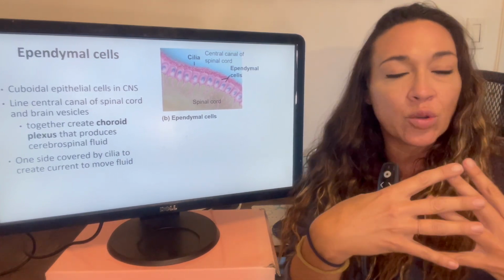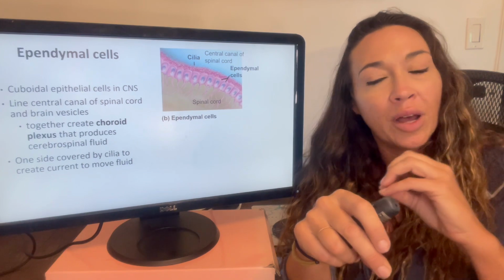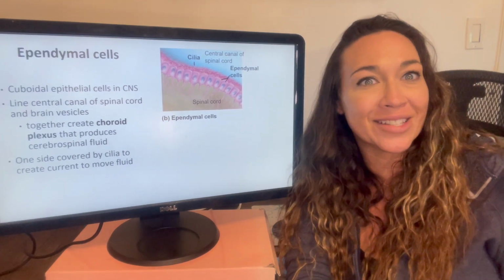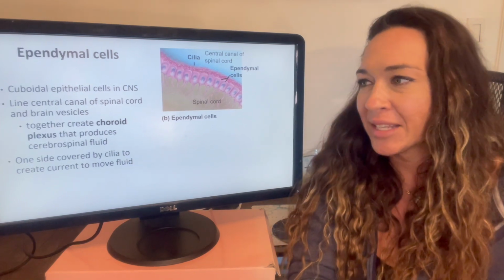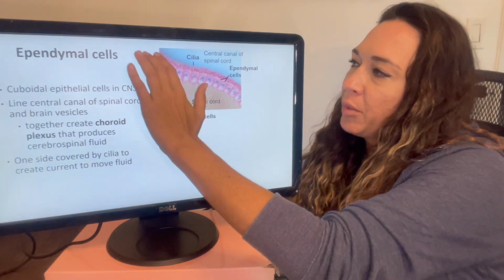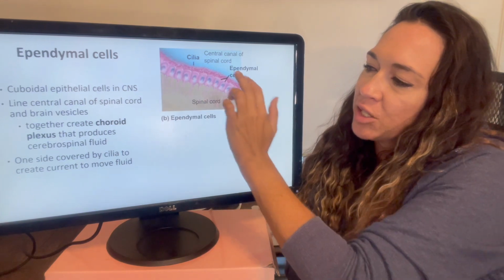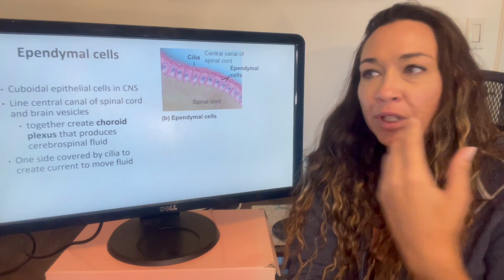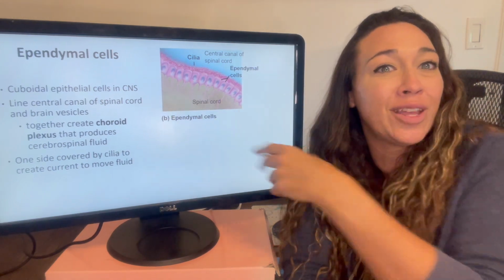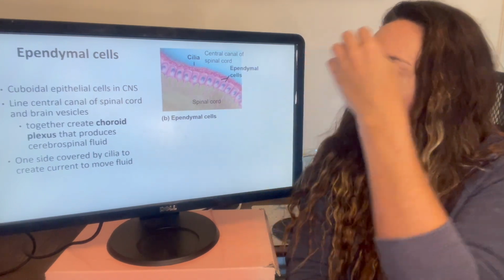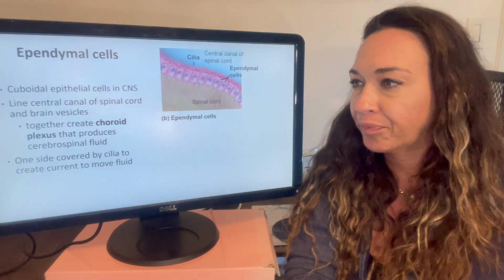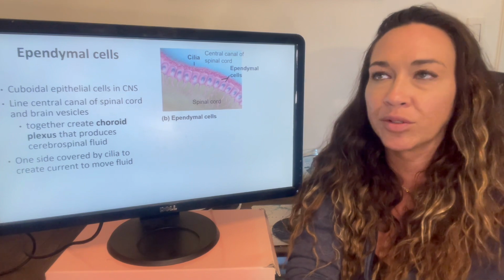And essentially this is going to produce our cerebrospinal fluid. So obviously very important to our bodies. Now, one side, again, always is going to be covered in the cilia. This is the side exposed because that's basically what's helping to move that fluid along. If we're literally producing fluid, we don't want to just leave it there. We want to produce it and we want to move it wherever it needs to go, including keeping our spinal cord and our brain vesicles lubricated.